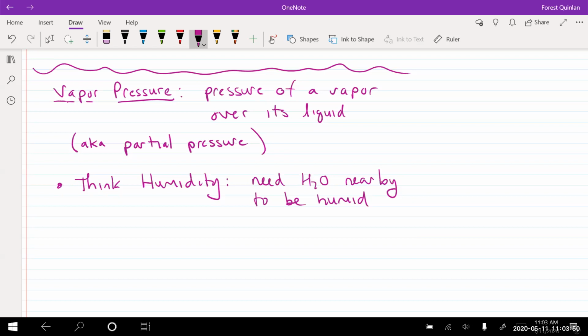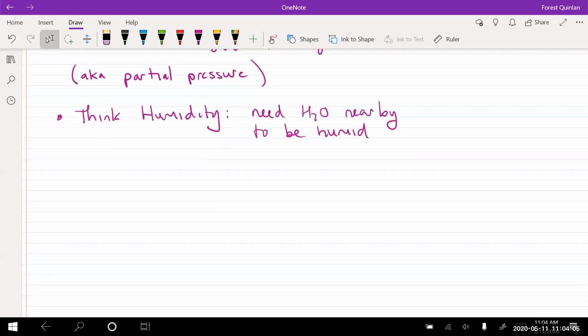Coastal cities are humid. Deserts are dry. There's no water in the desert. So you need that liquid around to put that pressure of itself into the atmosphere. It's always a hot, humid day. It's never a cold, humid day. That's another thing too.